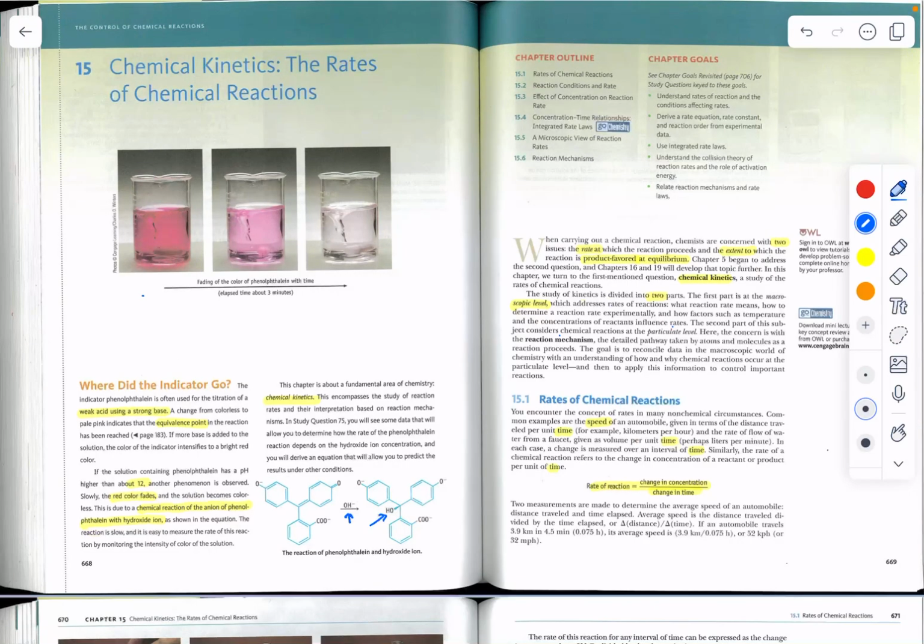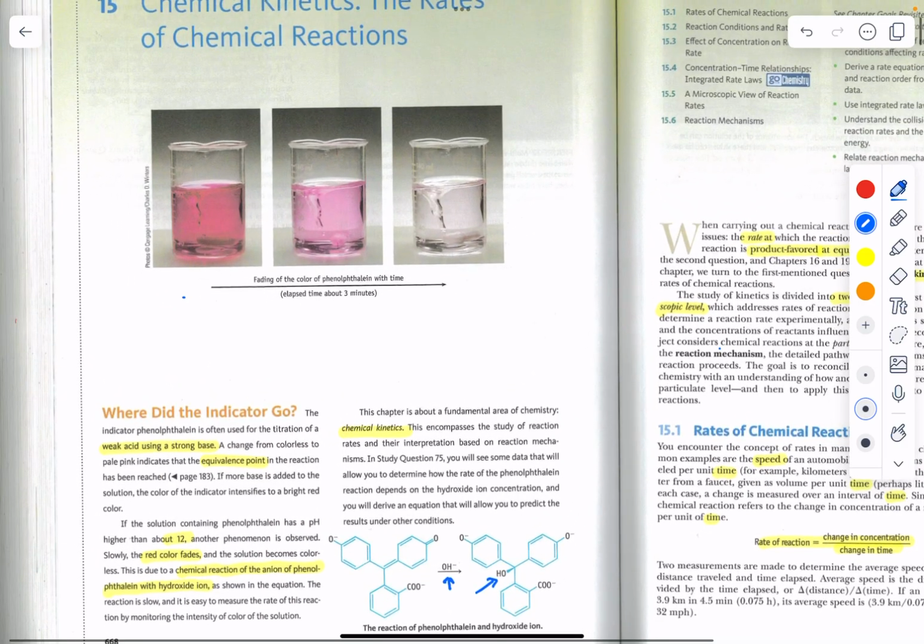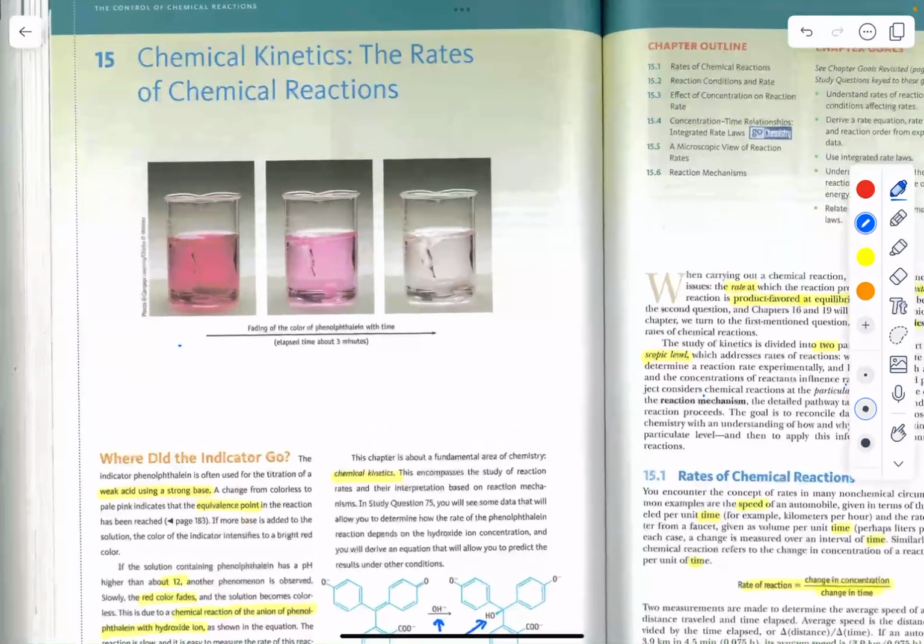This is Chapter 16 in AP Chemistry, Chemical Kinetics, the Rates of Chemical Reactions. This will be the first of several screencasts from this chapter. You're probably very familiar with the indicator phenolphthalein.